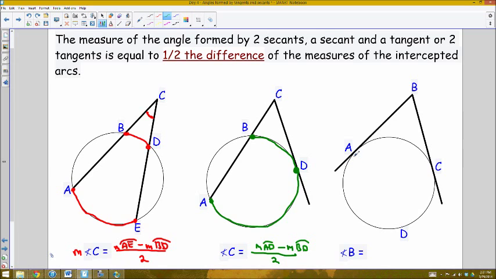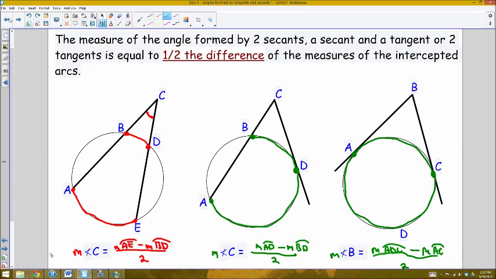And in my last situation, where I have two tangents, I'll have my larger arc, which is ADC, the measure of ADC, minus the smaller of the two arcs, which is the minor arc AC, and divide that by 2. That will be the measure of my angle. Oh, I left my measure mark off over here. So those are the three possible situations. It's always the larger minus the smaller divided by 2 that gives me the angle of intersection.